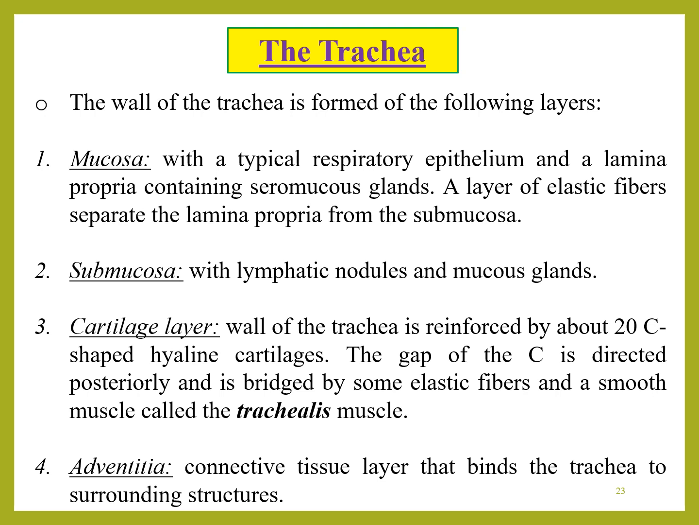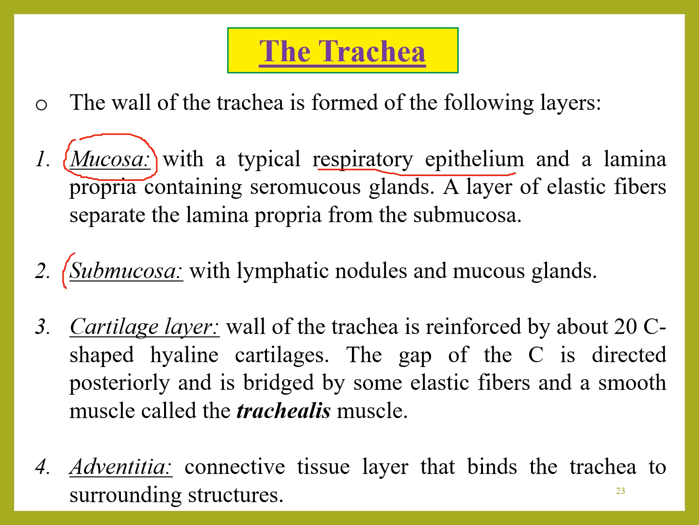And we start with the trachea. The wall of the trachea is formed of 4 layers. Starting from the inside, these are the mucosa. Mucosa is formed of a typical respiratory epithelium with underlying lamina propria, which also contains glands.